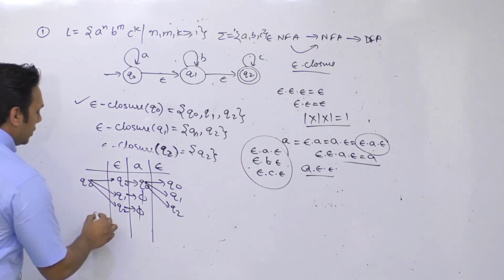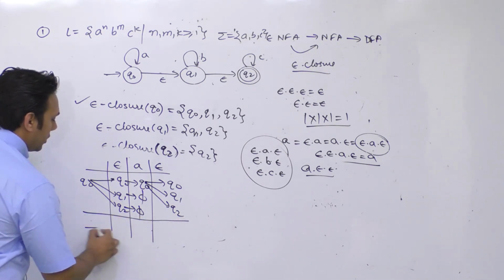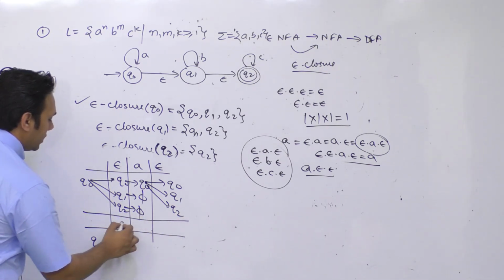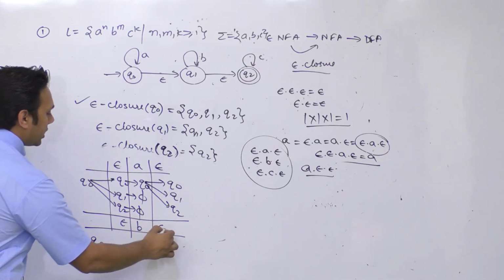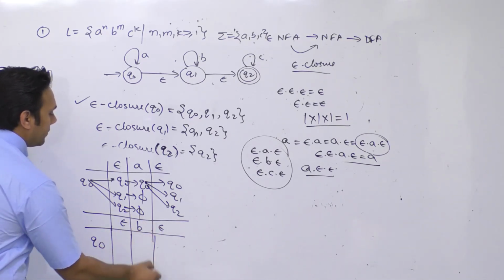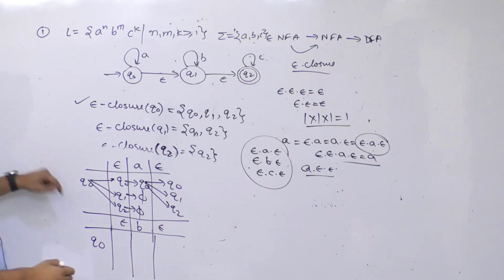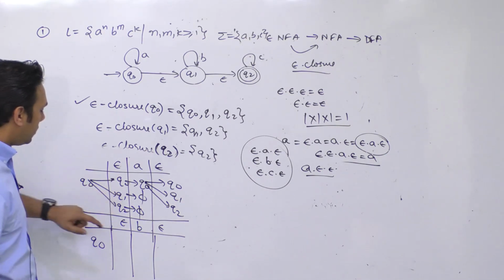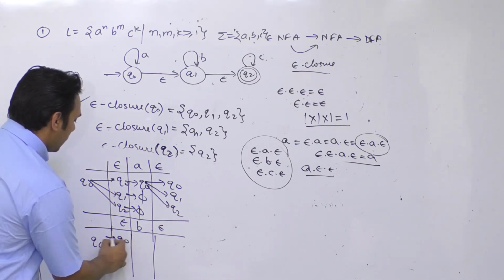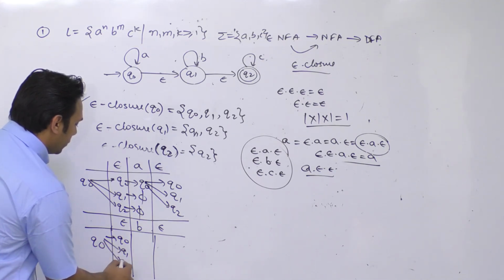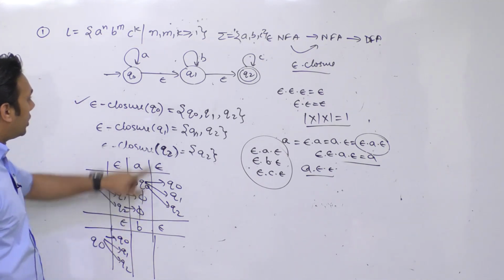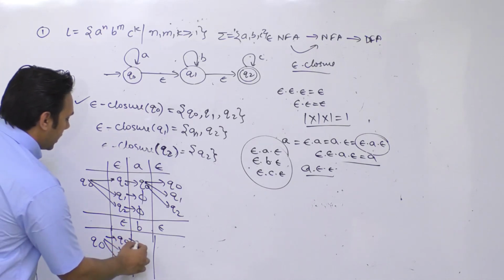In the same way you will see, if you are at state Q0 and you try to give a symbol B, what are the states you can go to? So if you are at state Q0, by looking at epsilon you can go to state Q0, Q1 and Q2. And if you are at Q0, by looking at a symbol B, you are not going anywhere.